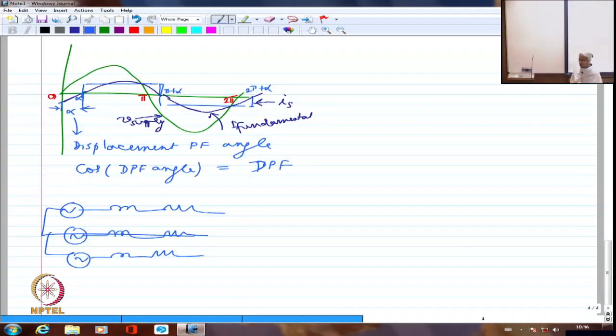Right? So we will not dwell on this, but on the whole, DPF, that is displacement power factor angle, power factor and so on are extremely important in terms of the overall performance of the thyristor rectifiers. Okay, so much for single phase.